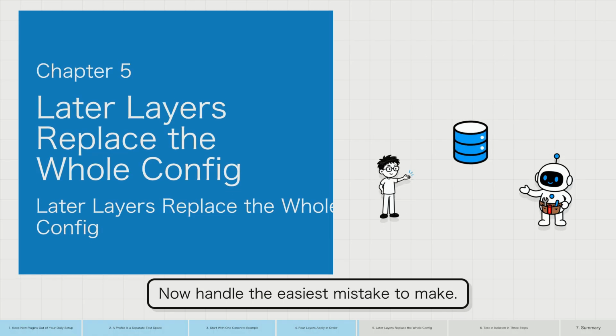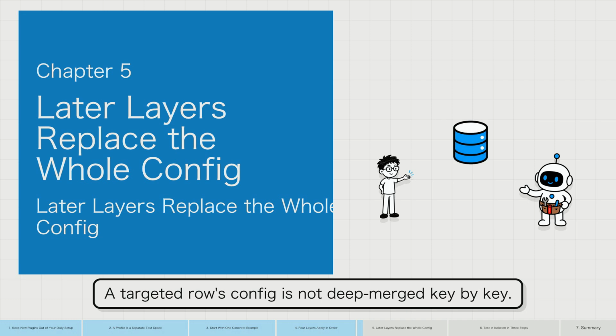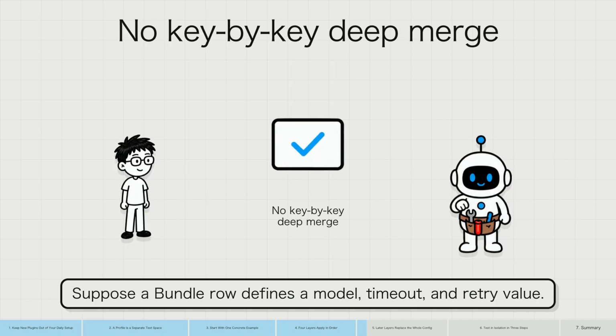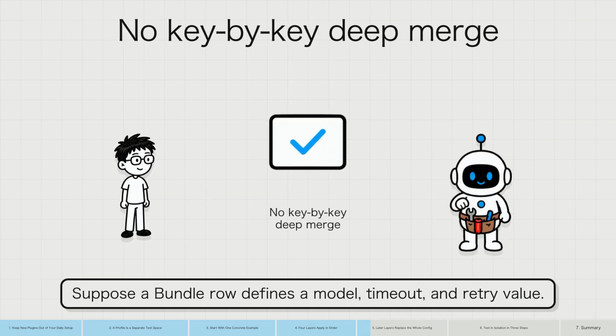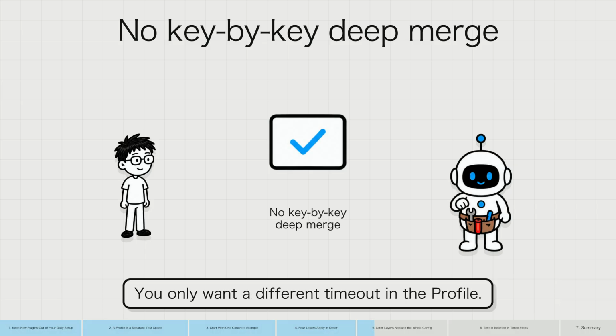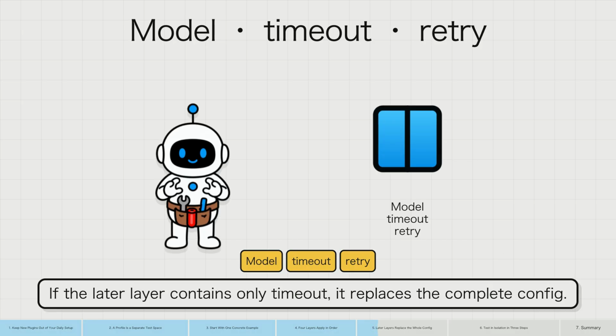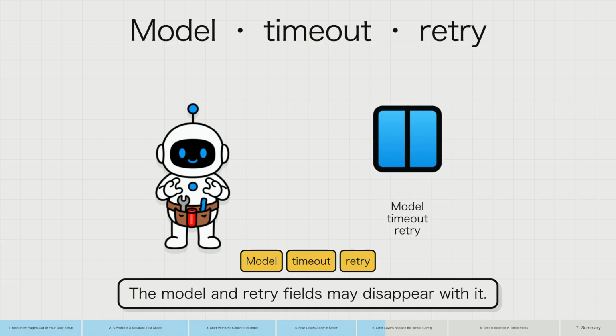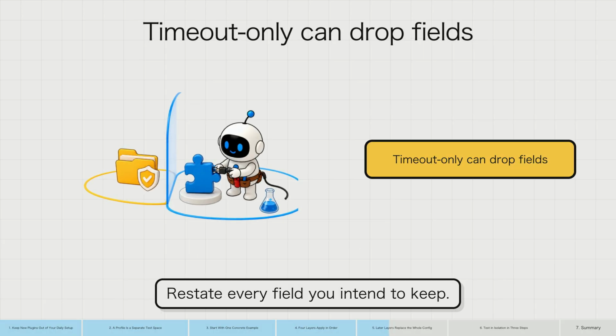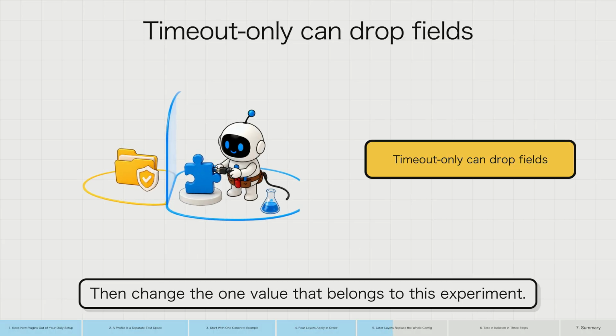Now handle the easiest mistake to make. A targeted rows config is not deep merged key by key. Suppose a bundle row defines a model, timeout, and retry value. You only want a different timeout in the profile. If the later layer contains only timeout, it replaces the complete config. The model and retry fields may disappear with it. Restate every field you intend to keep. Then change the one value that belongs to this experiment.